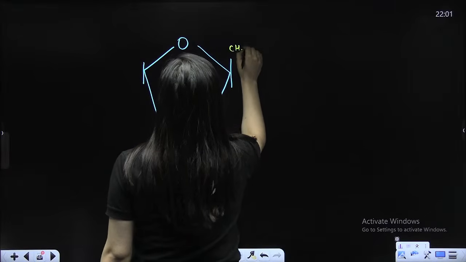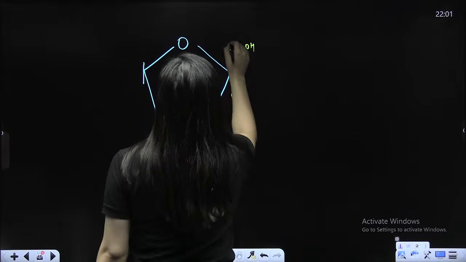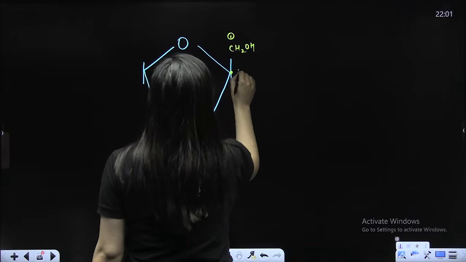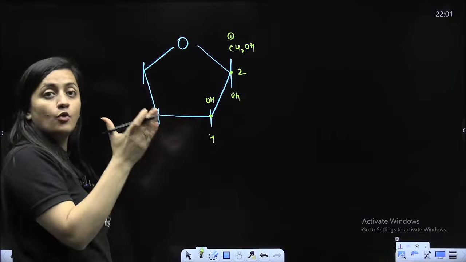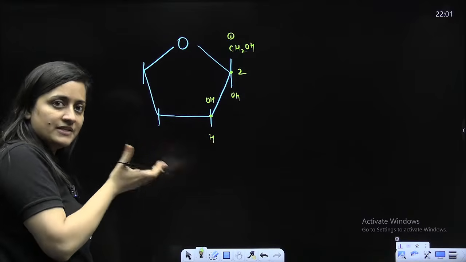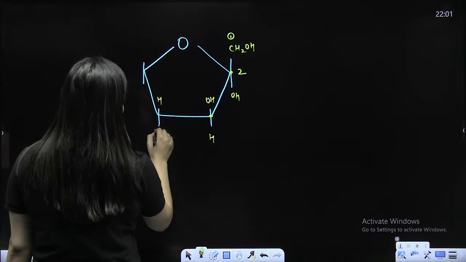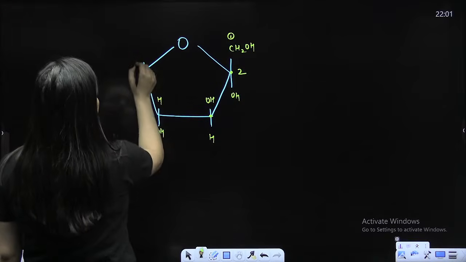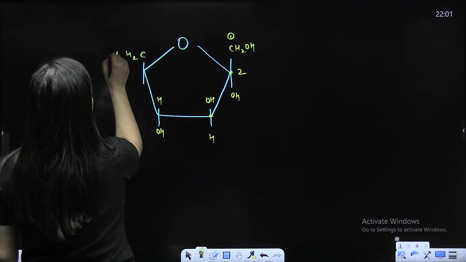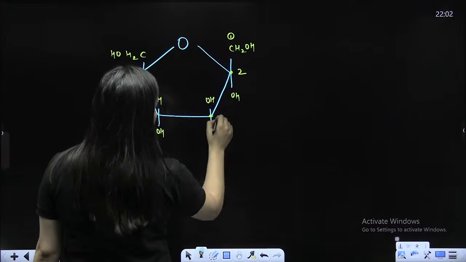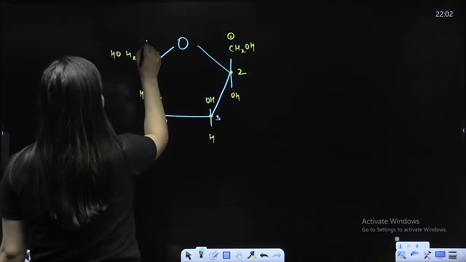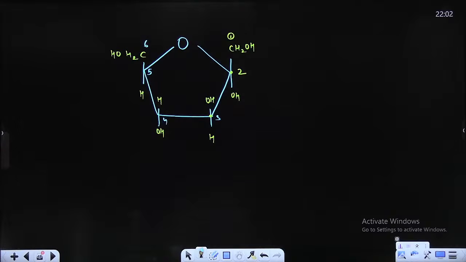Just say it will be CH2OH, OH. So this is your carbon number 1. This is your carbon number 2. Carbon number 3, OH, H. I told you, if OH in the straight chain form is on the left side, it will be up here. Then again H, OH, and then it is having CH2OH or H. So you people can see that's your fructose. So 1, 2, 3, 4, 5 or 6. Please look at the structure.